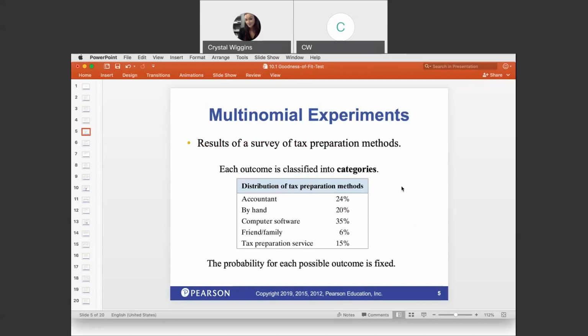If we take a look at this data, this is what is expected. So what this is saying is that if we are looking at the people preparing their taxes, we would expect 24% of people to be using an accountant, 20% of people to be doing it by hand, 35% using some computer software like TurboTax, 6% using their friends and family, and 15% using a tax preparation service.